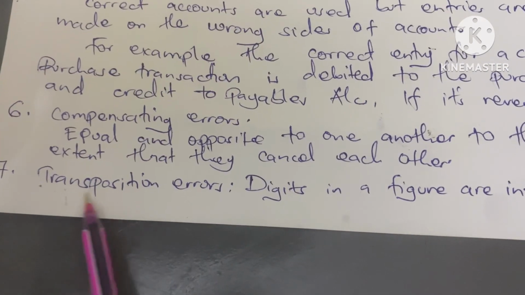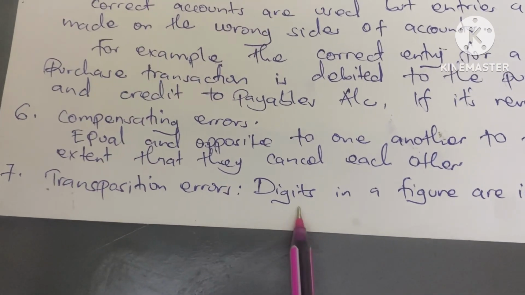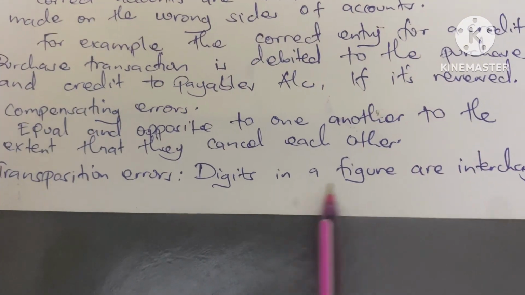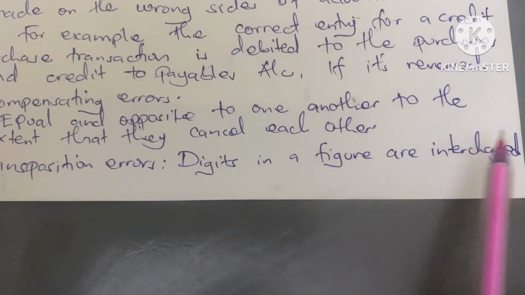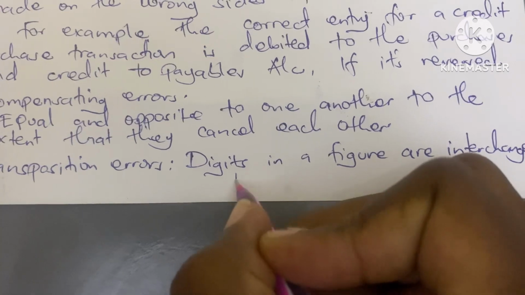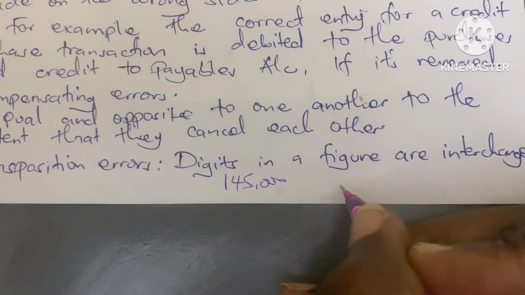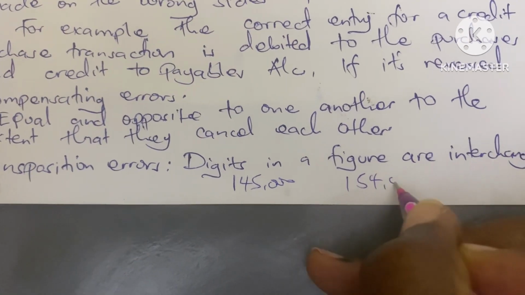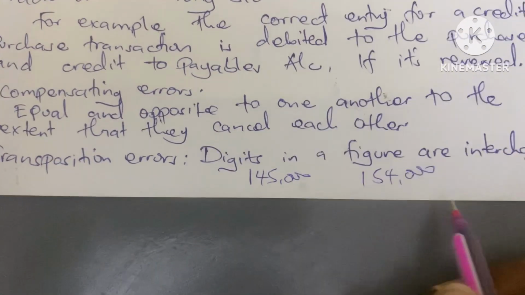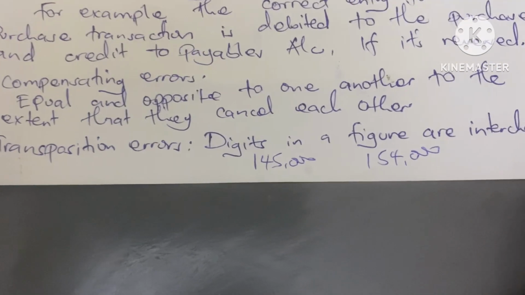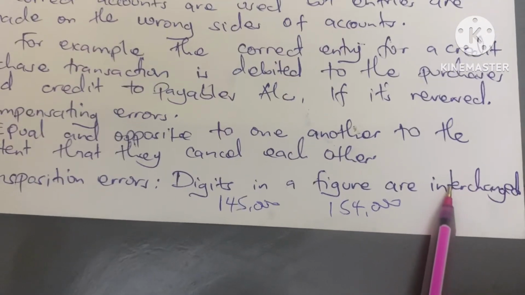Then we have the transposition errors. Here, digits in a figure are interchanged. For example, if the transaction is 145,000, that's the figure, then instead you write 154,000, like that. So that is the transposition error. Digits in a figure are interchanged.